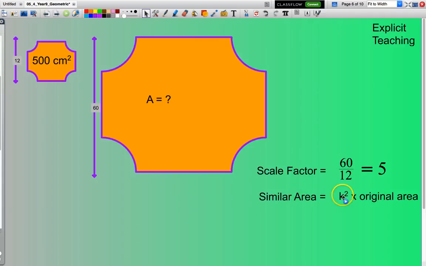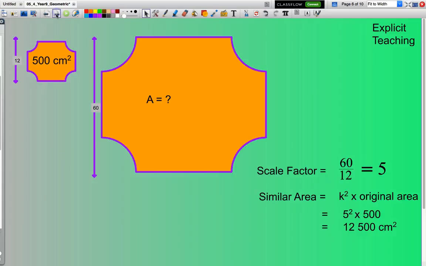So my area will be k squared, in other words my scale factor squared, times the original area. Well, there's my original area here. I'll give you 5 squared times 500, which gives you 12,500 centimetres squared.